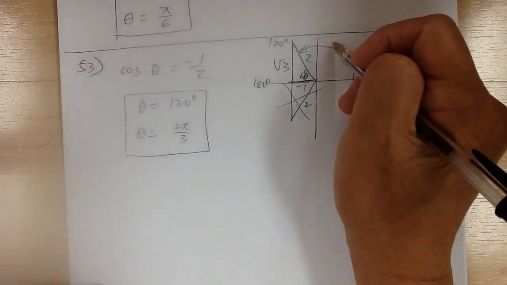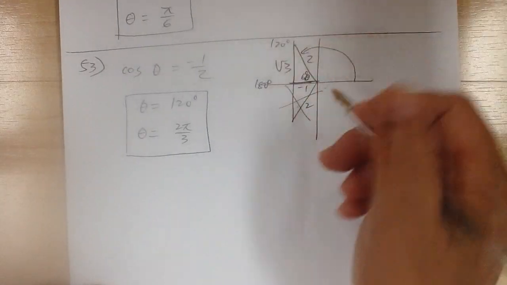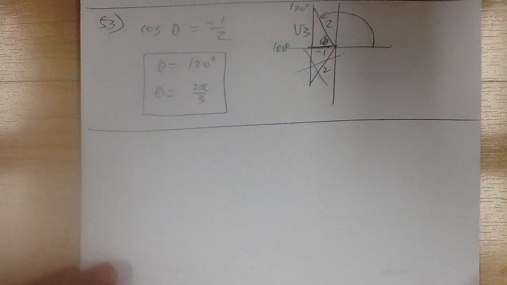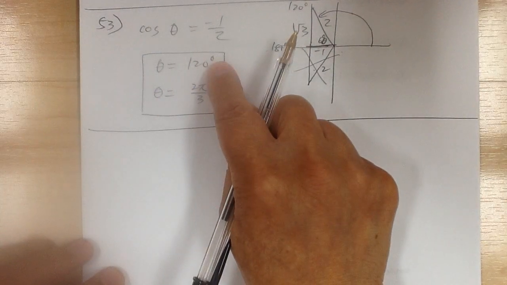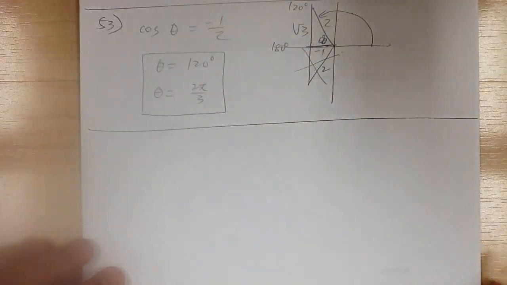Or you can just count, right? So again, this is 1 pi over 3, 2 pi over 3. Now, if you're not comfortable with radians, what you do is get the degrees and then convert, right? Convert that into radians afterward.